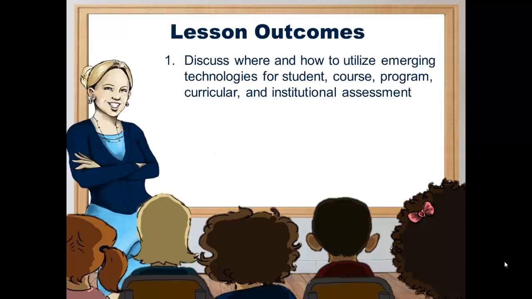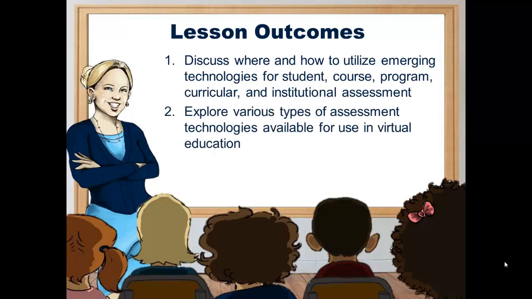As usual, we have two lesson outcomes for this lecture. First, we want to discuss where and how you may want to utilize emerging technologies in assessment, both for the assessment of your students as well as the assessment of your courses, programs, curriculum, and even institutions. And then second, we're going to explore the various types of assessment technologies available, things that you can use for free and for cost in order to assess both your students and your institutions.